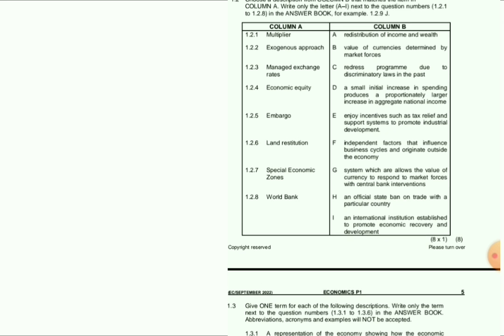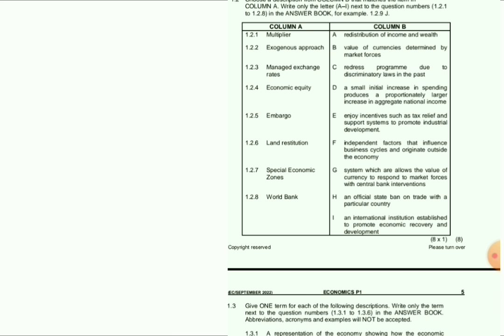1.2.1, multiplier. All of us know this one. Which one is it? I'm going to give you a chance, guys. I don't think this one will confuse a lot of you. Multiplier. Many teachers stick too much on multiply. They teach you multiple times what is a multiplier. So you have to know it. What is a multiplier, guys?